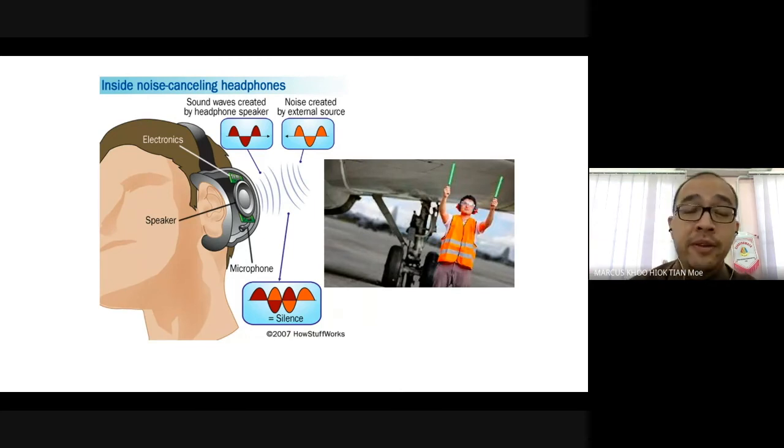Nowadays, they're even better. They don't just produce a general sound wave; they produce a sound wave according to what sound is coming in. But that one is really expensive, very high-end noise cancelling headphones. They can detect the sound and then produce a sound to counter the incoming sound. In the past, at the beginning, they just produced a general sound wave, and some of it would be cancelled, but now technology is so much better.